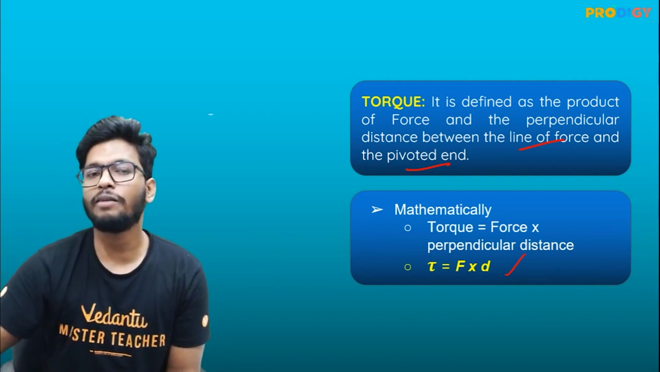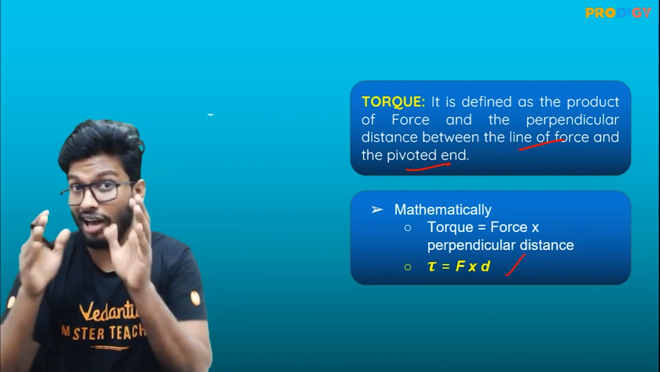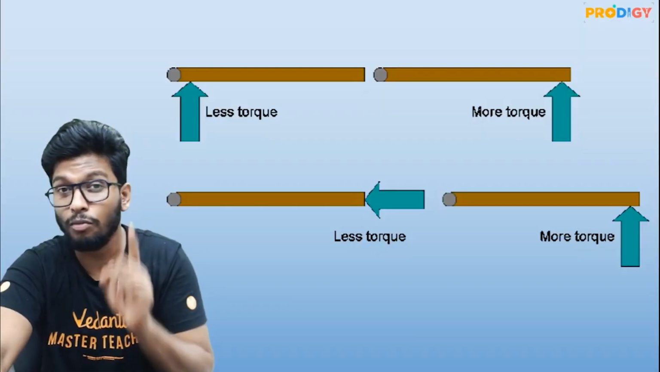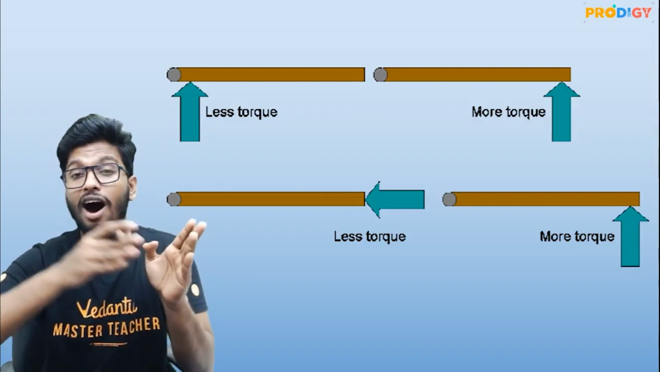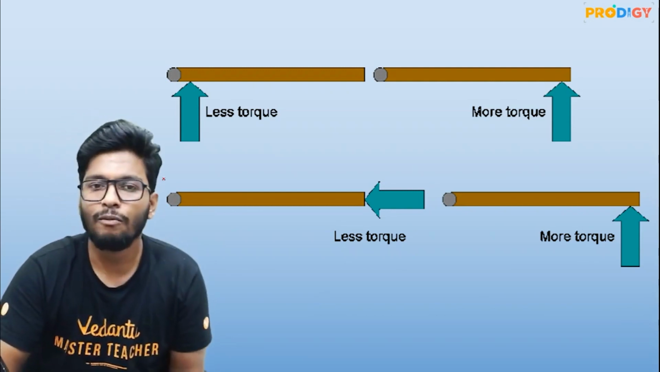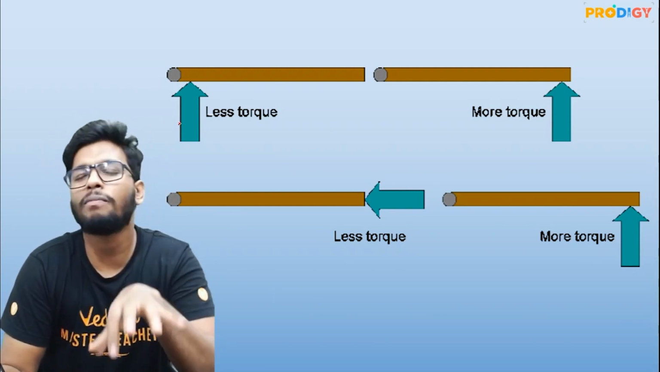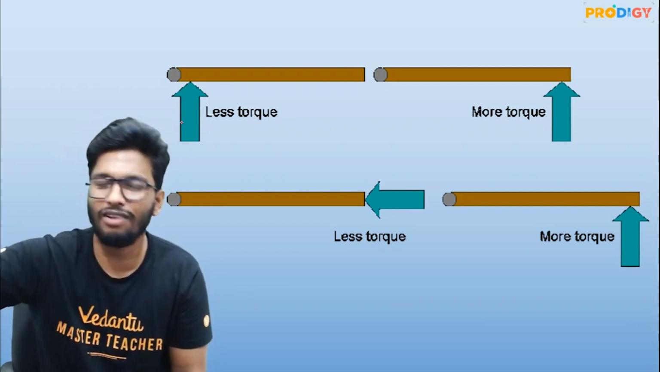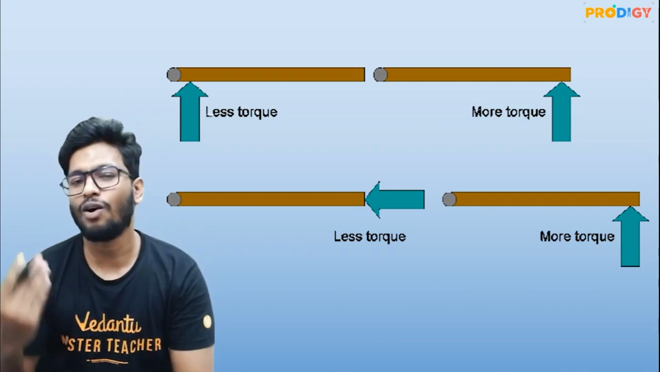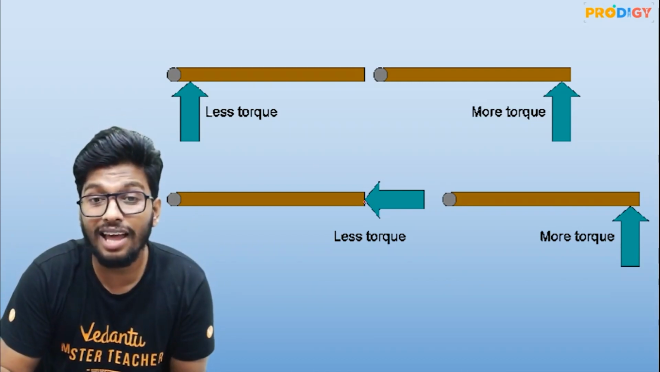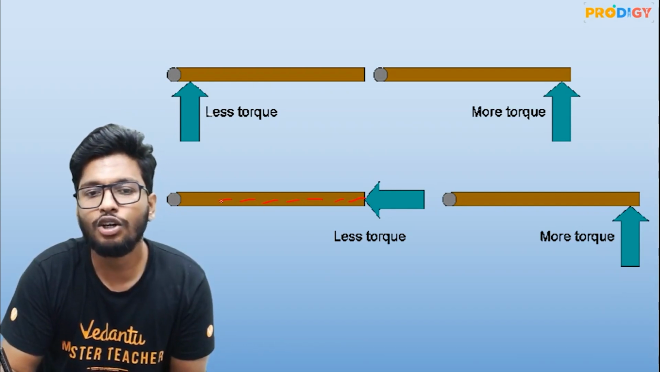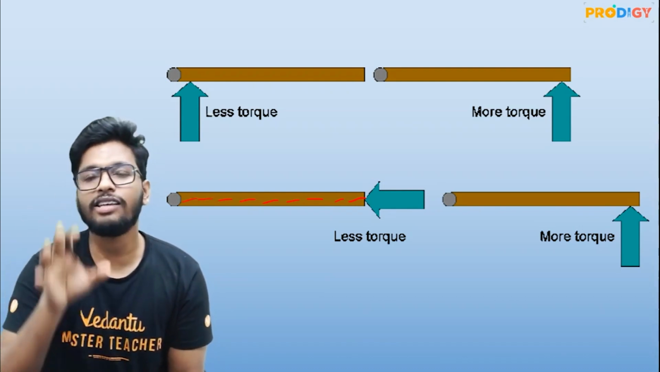Now that causes something called a couple. I'll come to couple in a couple of seconds, but before that, guys, let me just tell you this one more time. The further you are away from the pivoted end, the torque is going to be more. When the force is applied right next to the pivoted end, the torque produced is less. But when you apply the force at the further end, as far away from the fixed point as possible, the torque is going to be more.